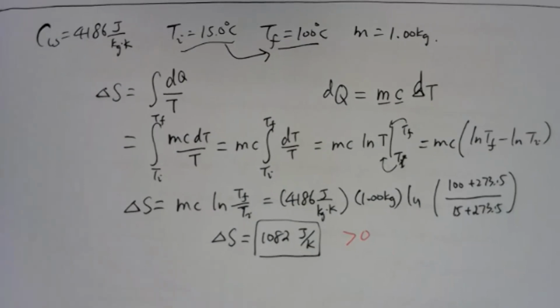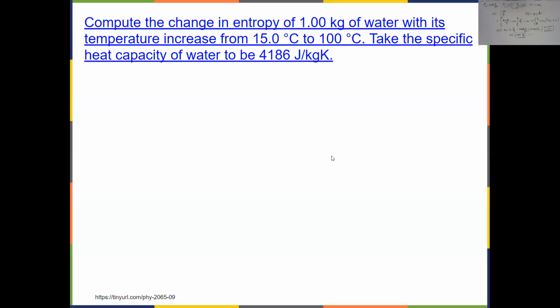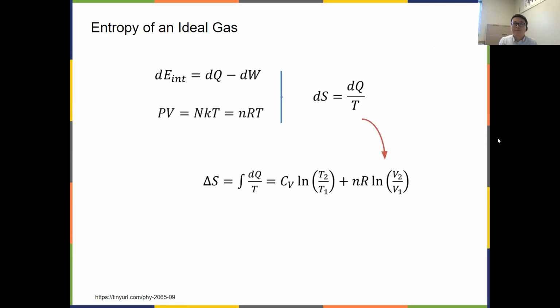now let's go back to the slide. Okay, so let's take a look at the entropy of an ideal gas. So, entropy change of an ideal gas. For ideal gas, you have PV equal to nRT or capital N small kT. And the ideal gas should also obey the first law of thermodynamics, which says the derivative of internal energy equals the derivative of Q minus dW.